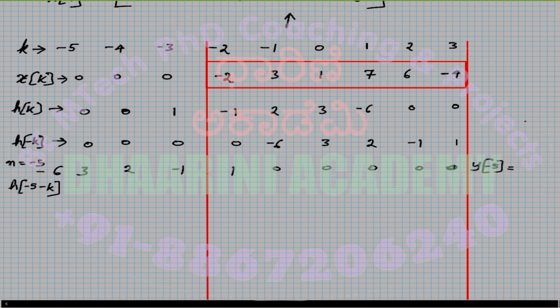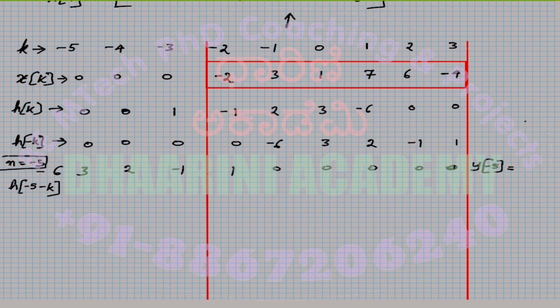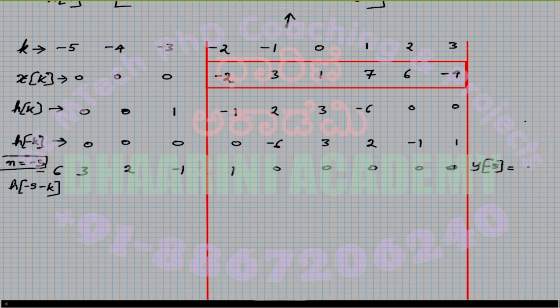Why not y of 0? Just remember, previously we started from n equal to 0, right? That is because n was 0 initially, but n is -5. I had to provide a shift first, then only I got this. Right. Okay. Now I want you to do the calculation and give me the answer. So this is directly -2, right?